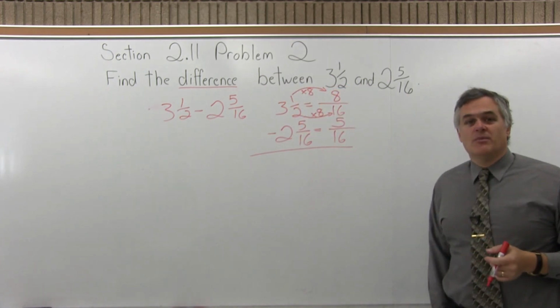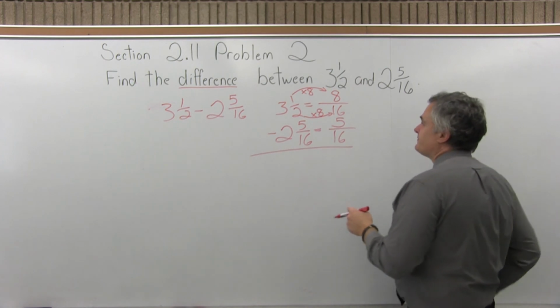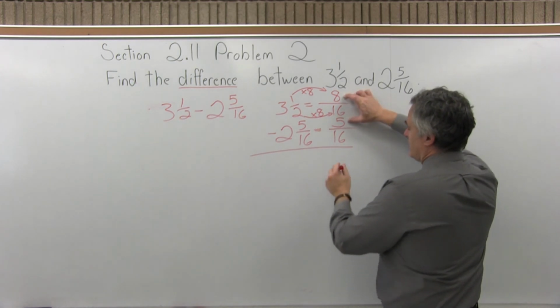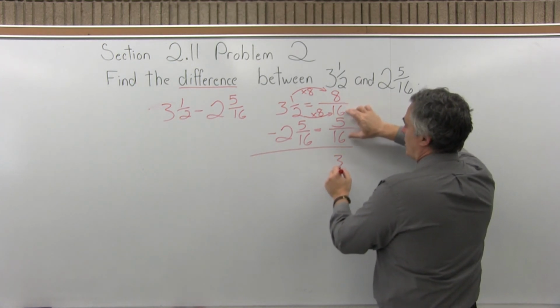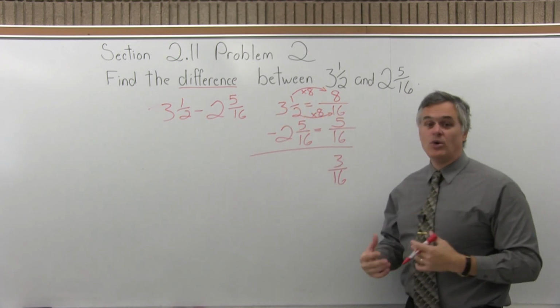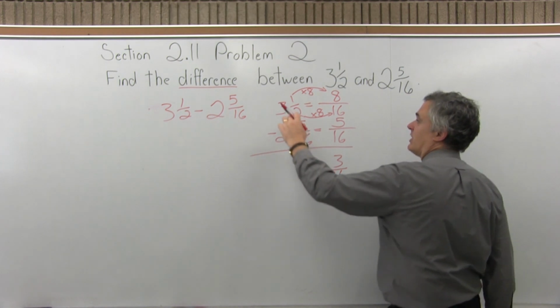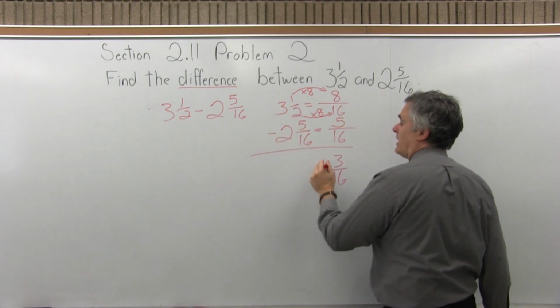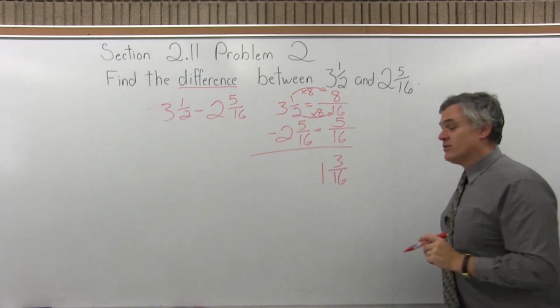Now that I have a common denominator, I can go ahead and subtract. If I subtract my numerators, 8 minus 5 is 3. My common denominator is 16, so I have 3/16. Don't forget about the whole numbers that we have to subtract also. 3 minus 2 is 1. So my answer is 1 3/16.